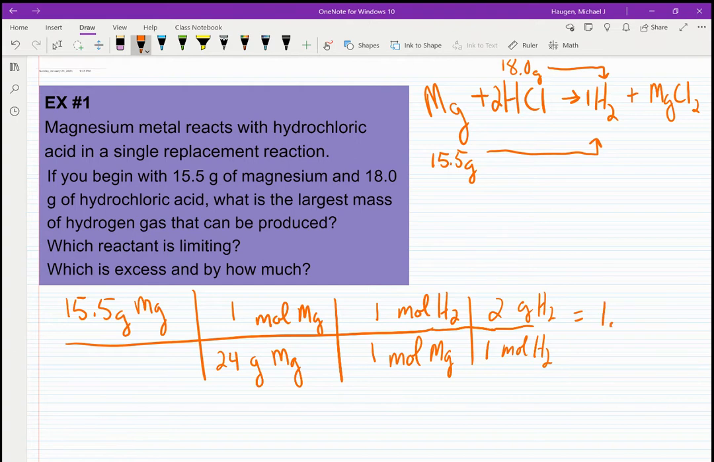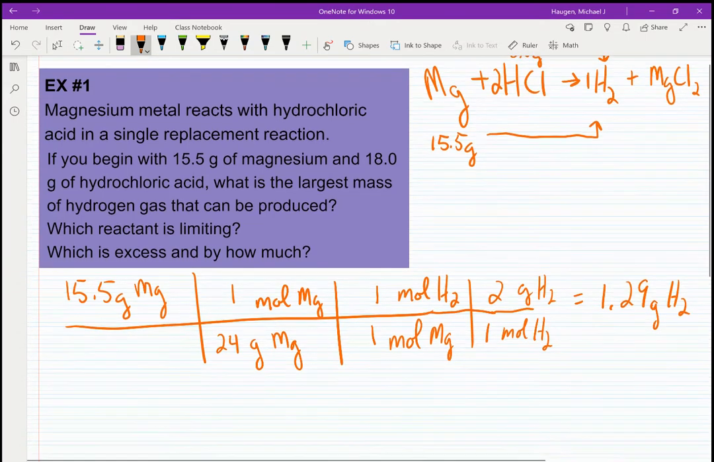And it's telling me if all of my 15.5 grams of magnesium did react, and we're not saying it's going to, we're saying that's what we're trying to figure out. Does all of the magnesium react? If it did, I could potentially make 1.29 grams of hydrogen.